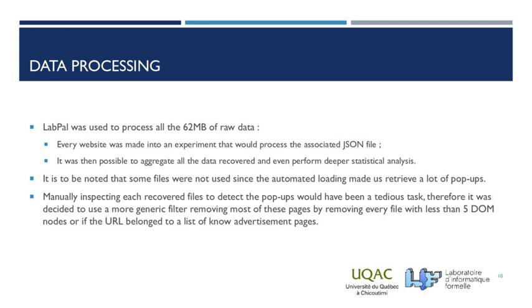The harvesting step produced a set of files of 62 megabytes. We shall mention that from these 62 megabytes, some of the files corresponded to advertisement pop-ups that were loaded automatically and were not part of our original list of URLs. So instead of going through these pages one by one, we used a systematic method for filtering them out, which consisted of removing all pages with less than 5 DOM nodes or that belonged to an existing list of known ad pages. So, what did we get?